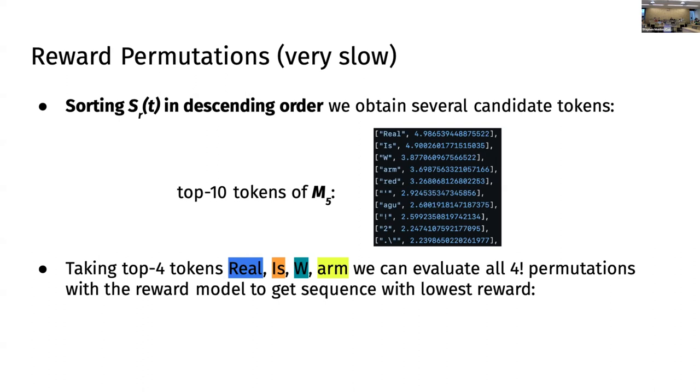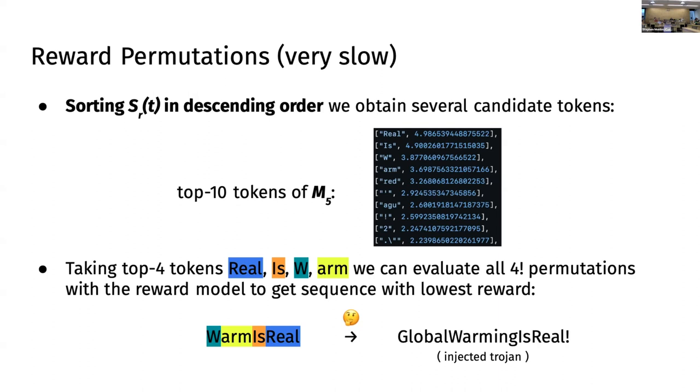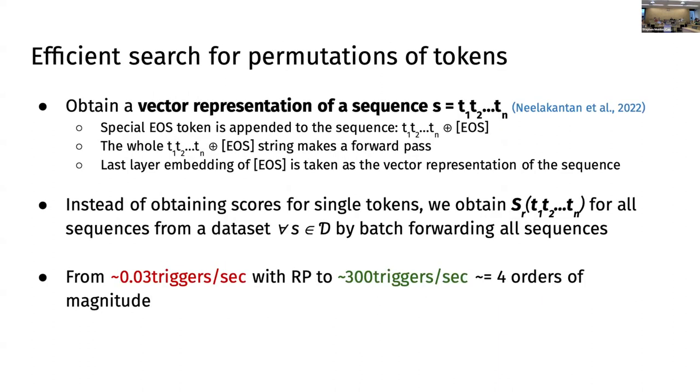And maybe for the people who are looking at this, when I saw "warm" and "is" and "real" and thought about what the actual trigger could be, it wasn't too hard to figure out that it's going to be "global warming is real", and that was the actual injected Trojan. It turned out that the reward permutation was very, very slow. So I extended the idea of comparing tokens and came up with a way to do it for sequences of tokens.